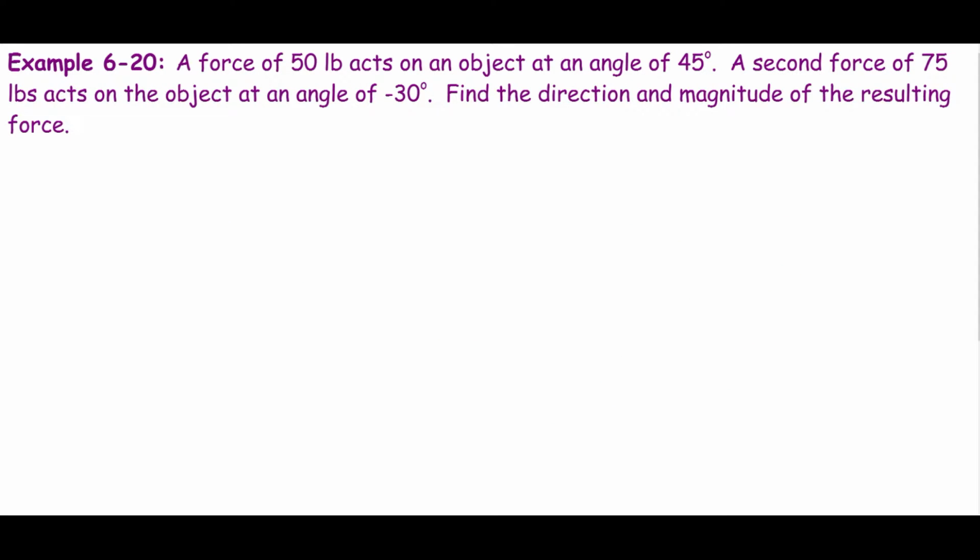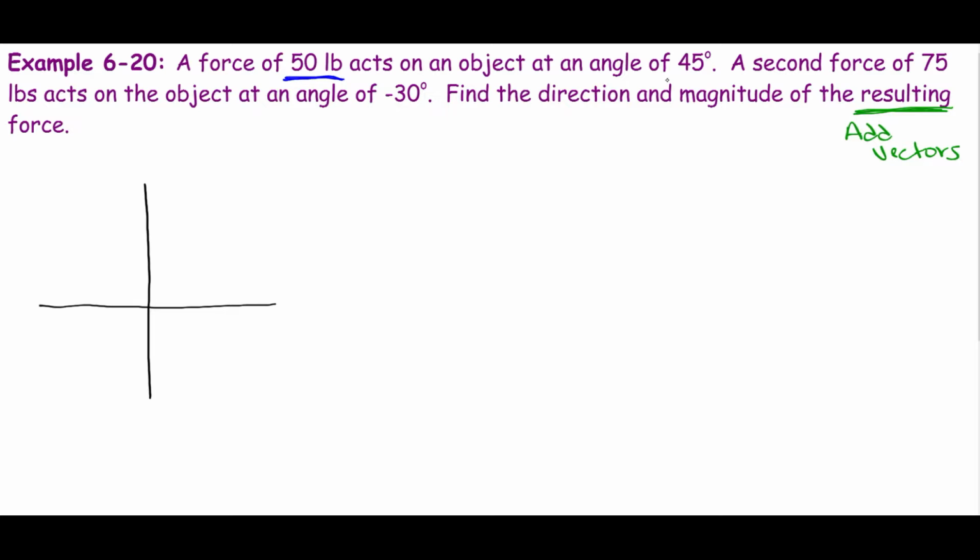All right, so here's a second example. We have a force of 50 pounds acting on an object at an angle of 45 degrees. We have a second force of 75 pounds acting on the object at an angle of negative 30 degrees. So we want to find the direction and magnitude of the resulting force. So first of all, when you see the word resulting in your question, this means that you're going to have to add the vectors.